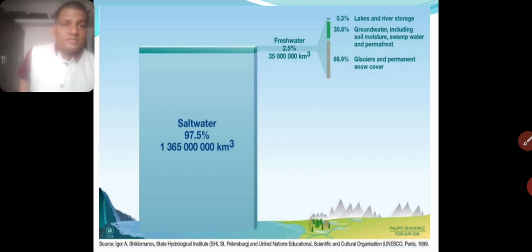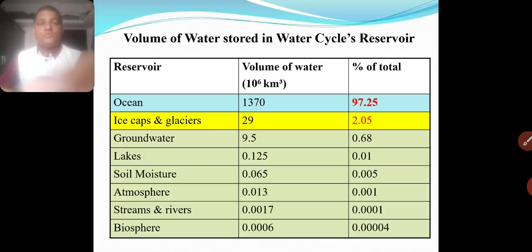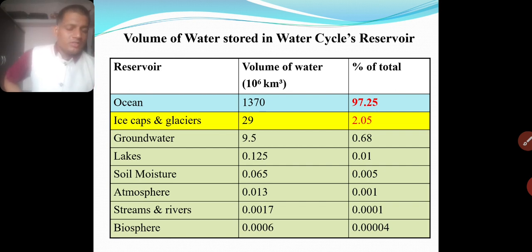Salt water is 97.5%, meaning this much is the volume in cubic kilometers. The fresh water is 2.5%, salt water is 97.5%, and of the rest, 0.3% is in the form of lakes, groundwater and glaciers, etc. So these are very important points under the global water status.